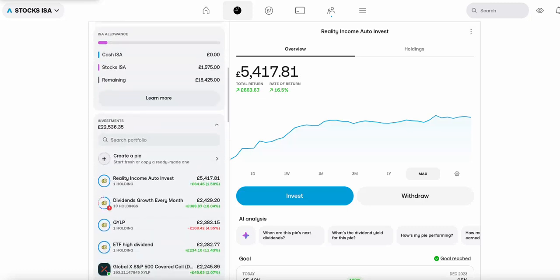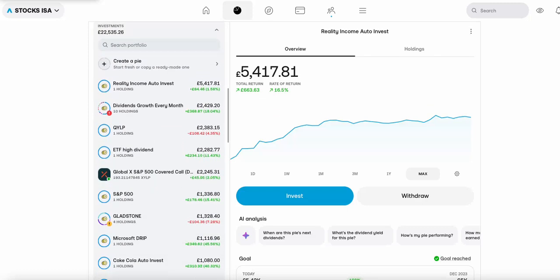So most of my stocks are in pies. This is so I can have auto invest turned on, which I will show you. So we've got ticker symbol O here, where we got just over £5,400 in here. We're currently up 1.5%, £84.